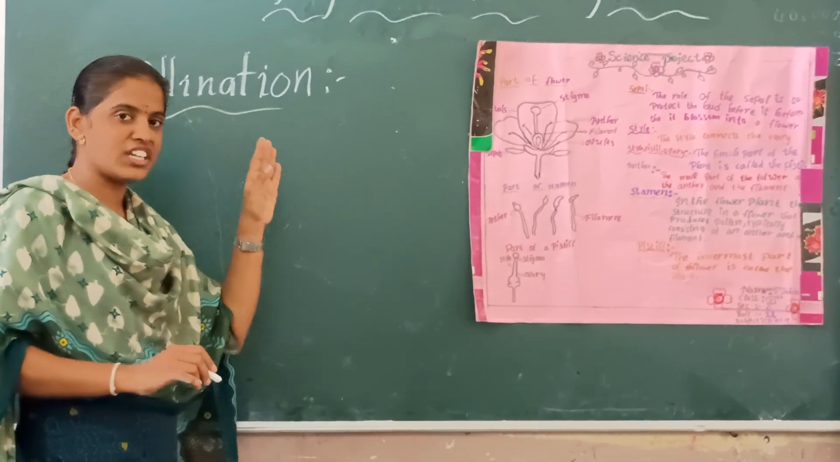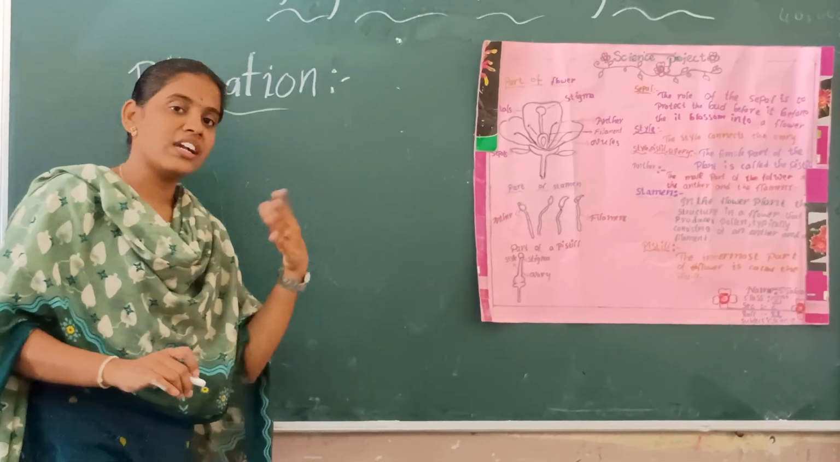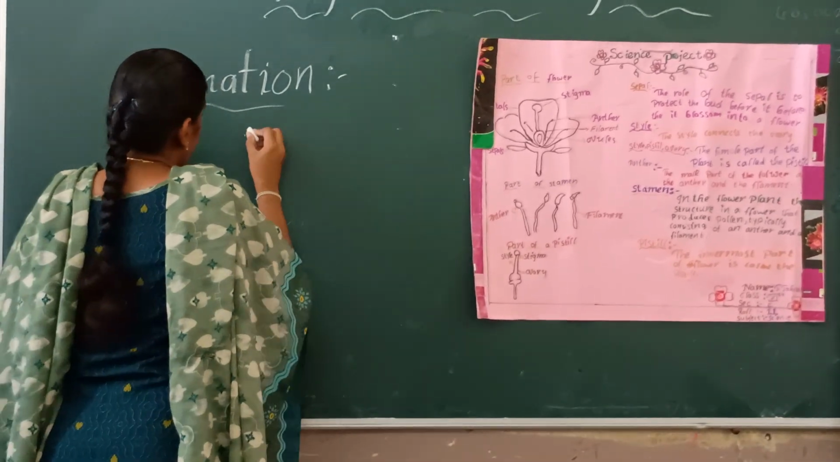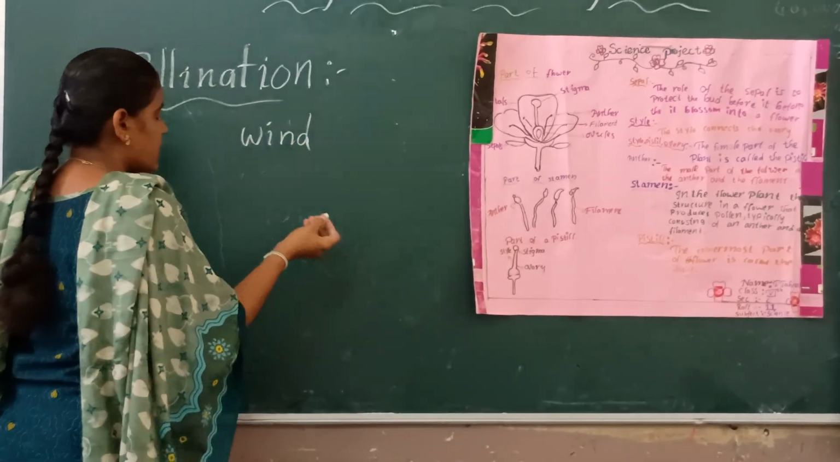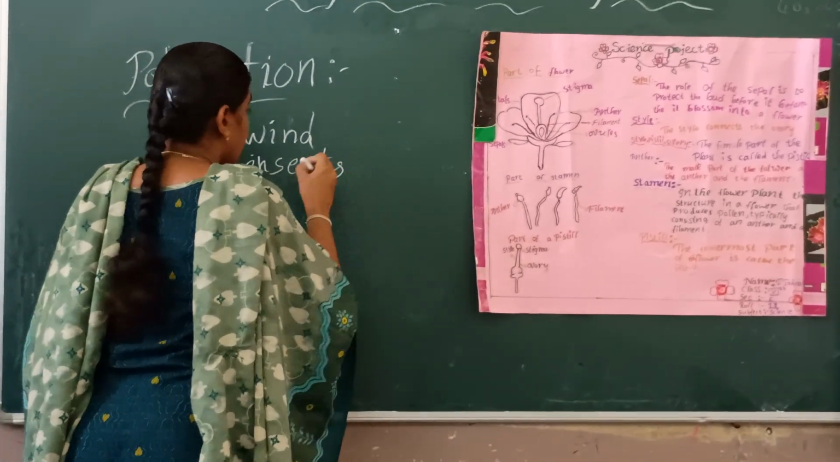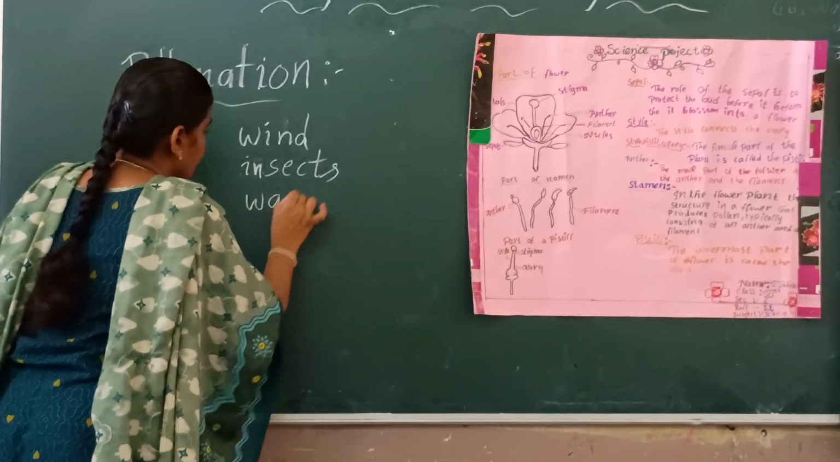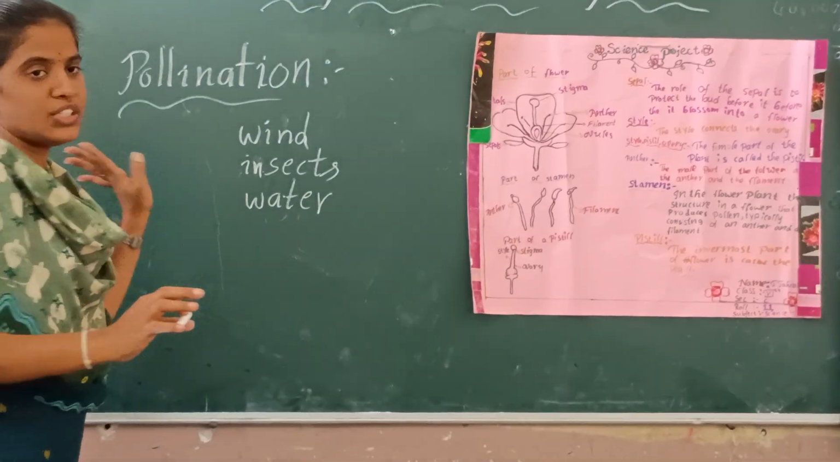Finally, these pollen grains reach the ovary. Pollination can occur in different ways. In some kinds of flowers, by wind. In some kinds of flowers, by insects. In some kinds of flowers, by water. So pollination can occur with the help of wind, insects and water.